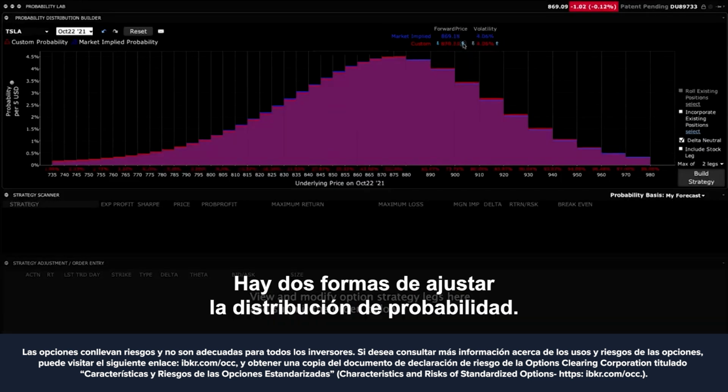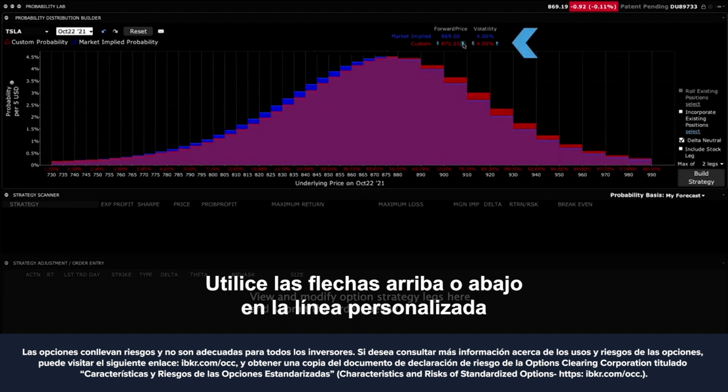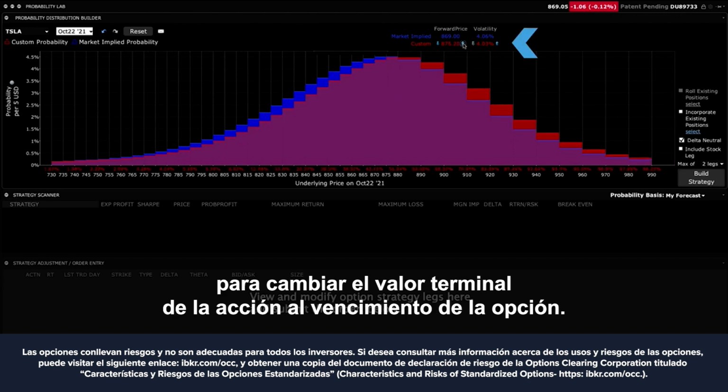There are two ways to adjust the probability distribution. Use the up or down arrows on the custom line to change the terminal value of the stock at option expiration.